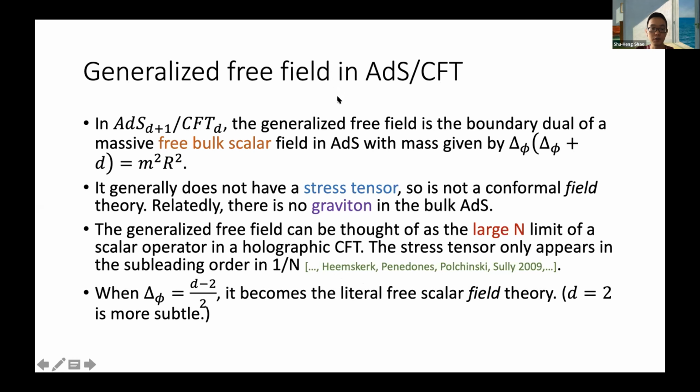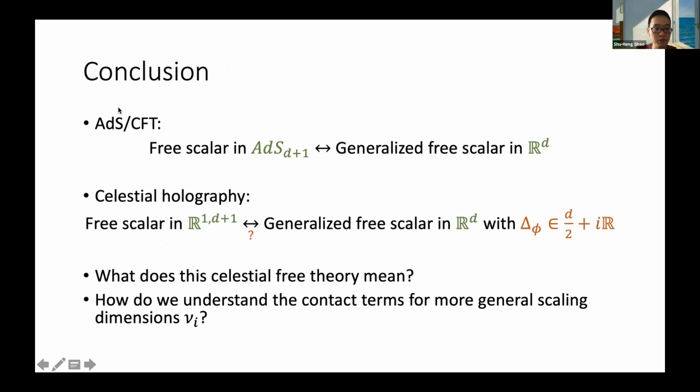The generalized free field theory is called a free field theory because all the correlation functions are given by products of the two-point function. It's called generalized because it's not literally the free field theory. In particular, it generally doesn't have a stress tensor. Only when you take this label delta phi to be the scaling dimension of a free scalar primary operator, it becomes the literal scalar field theory. So that's pretty much all I want to say.